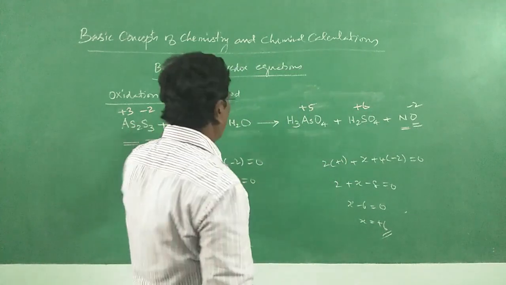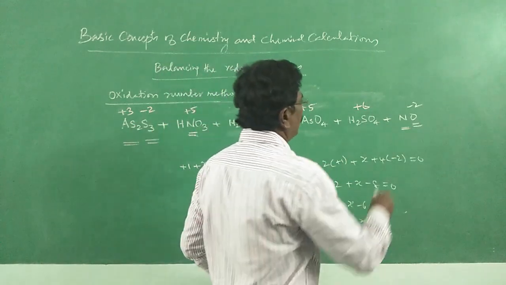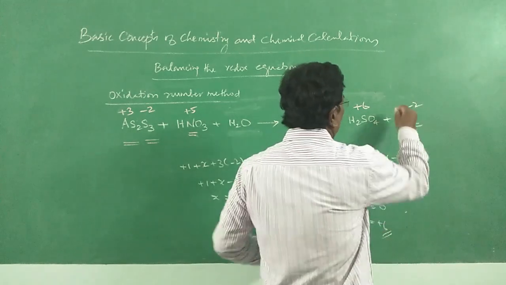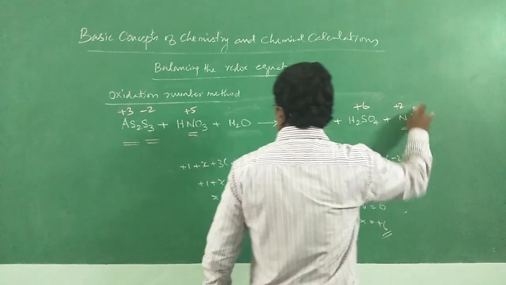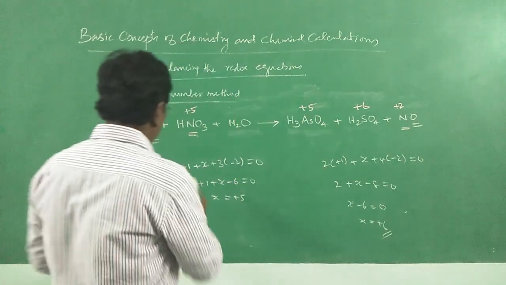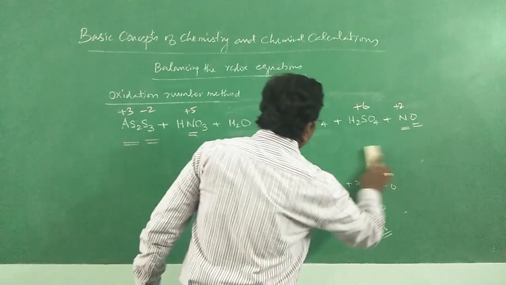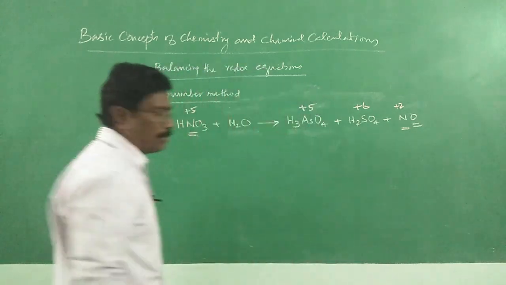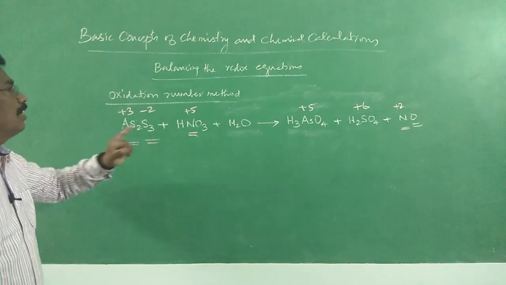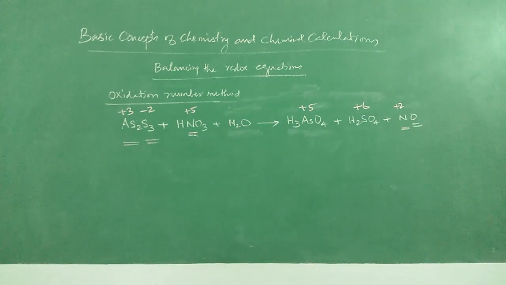Sulfur is oxidized. For nitrogen, it is minus 2. Therefore, it should be plus 2. Then only the molecule will be neutral. Nitrogen from plus 5 is reduced to plus 2. Therefore, usually one element will be oxidized and the other element will be reduced. In this reaction, two elements are involved in oxidation and one is involved in reduction.